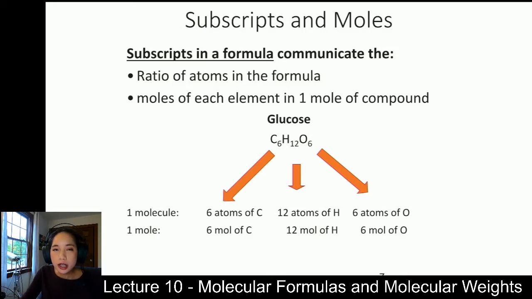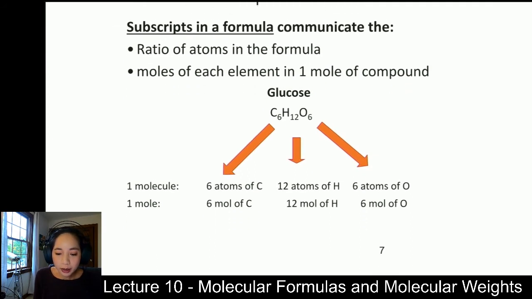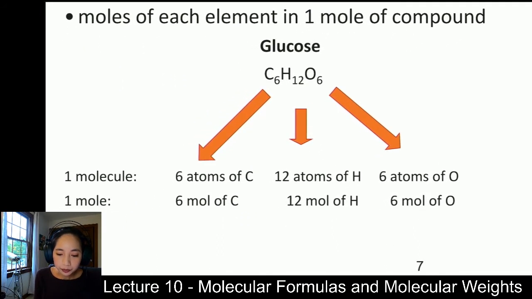So let's continue thinking about compounds and their chemical formula. Take special note of the subscripts on a chemical formula. Those subscripts tell us certain things about that molecule. They tell us the ratio of atoms that are present in one of those molecules in that formula. But what those ratios will also tell us is the molar ratio of each element when you have a mole of that compound. So what I mean by that, let's look at this example.